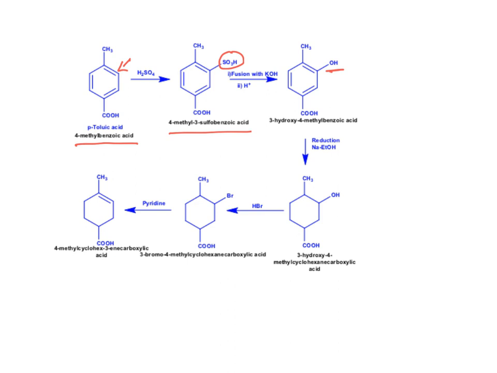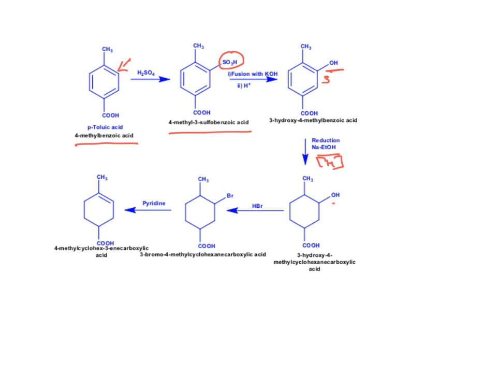So 4-methyl 3-sulfobenzoic acid is converted to 3-hydroxy 4-methyl benzoic acid. After forming this, on reduction with sodium in ethanol, a hydrogenation reaction, the unsaturated ring becomes saturated. So basically we are going for reduction and it is completely converted into a saturated ring. As a result of hydrogenation, we get a substituted cyclohexane.